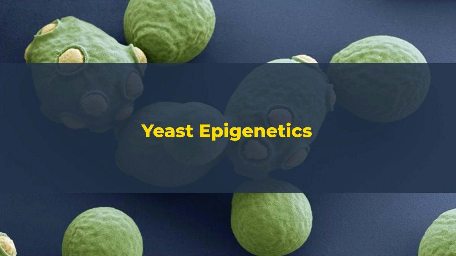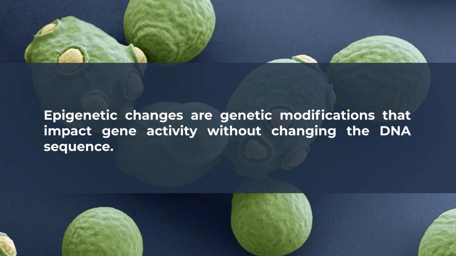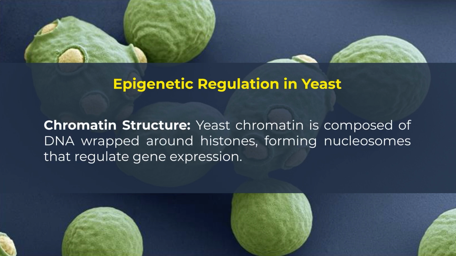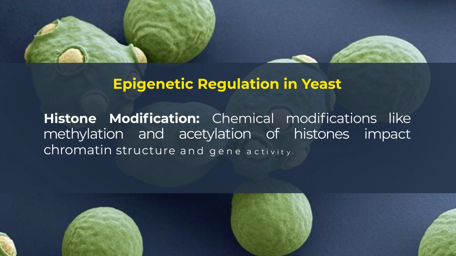Now let's talk about yeast epigenetics. What is epigenetics, or epigenetic change? Epigenetic changes are genetic modifications that impact gene activity without changing the overall DNA sequence. So how does epigenetic regulation happen in yeast? First is chromatin structure. Yeast chromatin is composed of DNA wrapped around histones, forming nucleosomes that regulate gene expression. Next is histone modification. Chemical modifications like methylation and acetylation of histones impact chromatin structure and gene activity.